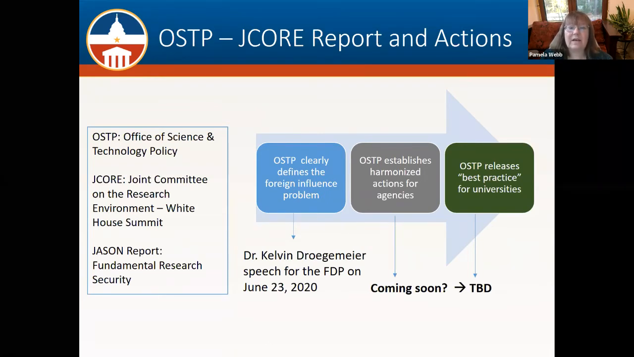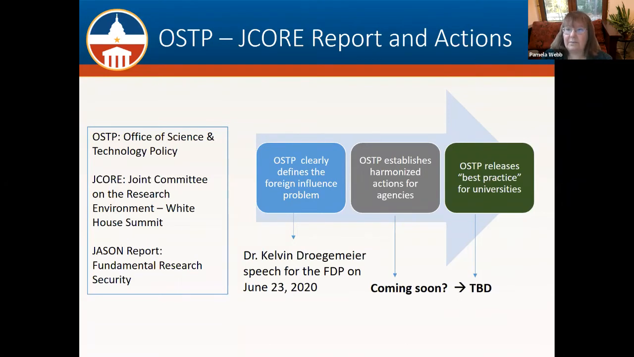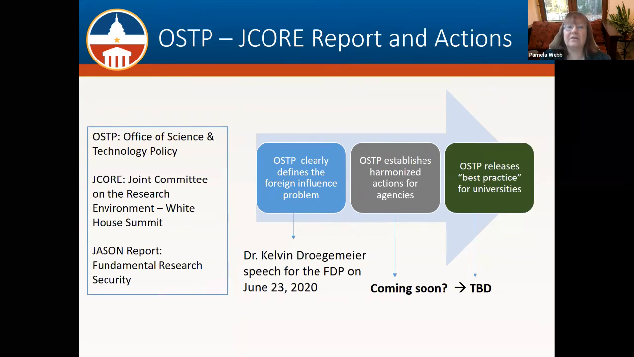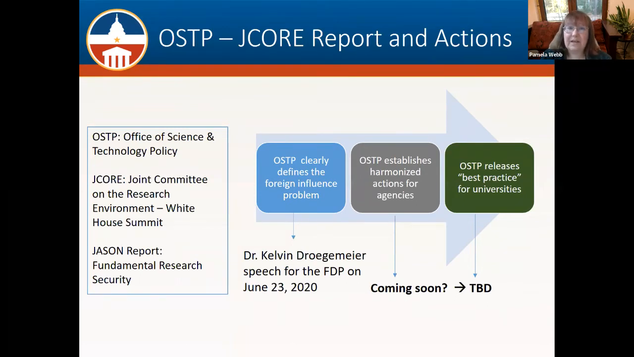You'll remember that Kelvin Droegemeier, in his speech to the FDP in June, was really clear about defining the foreign influence problem for all of us. And we all really appreciated his clarity and succinct description of some of the issues and challenges that it has. But we were expecting 2 more chunks of things. One is we know that OSTP has been working hard on creating a set of harmonized actions for agencies to take on. And we know that they have been working on best practices for universities. We think all of that is still very much happening, and we're expecting to see the outcome of that, but we don't know the dates.